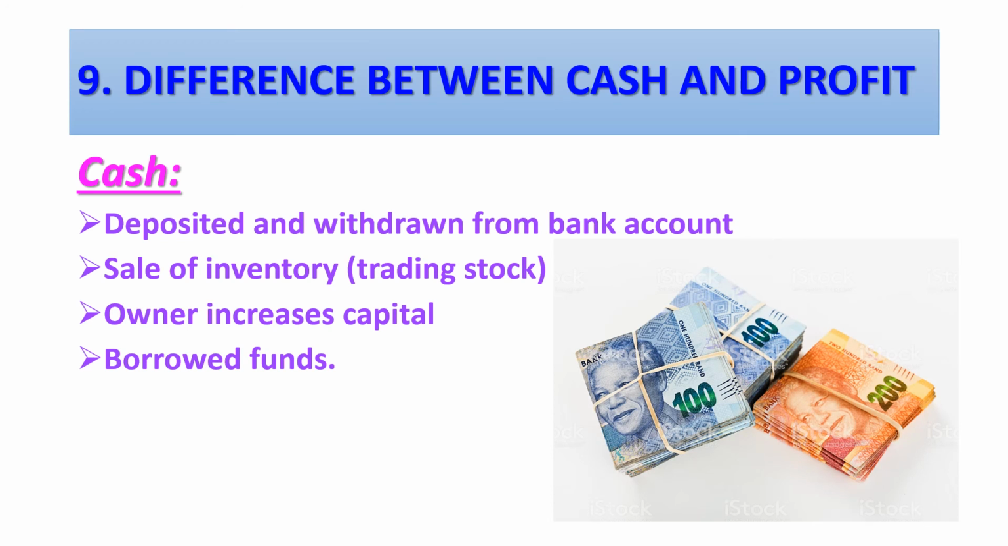Now, what is the difference between cash and profit? Cash relates to the amount deposited and withdrawn from the current bank account of the business. Cash is generated through the sale of inventory, increase in capital, and borrowed funds. Cash is utilized through the purchase of fixed assets.